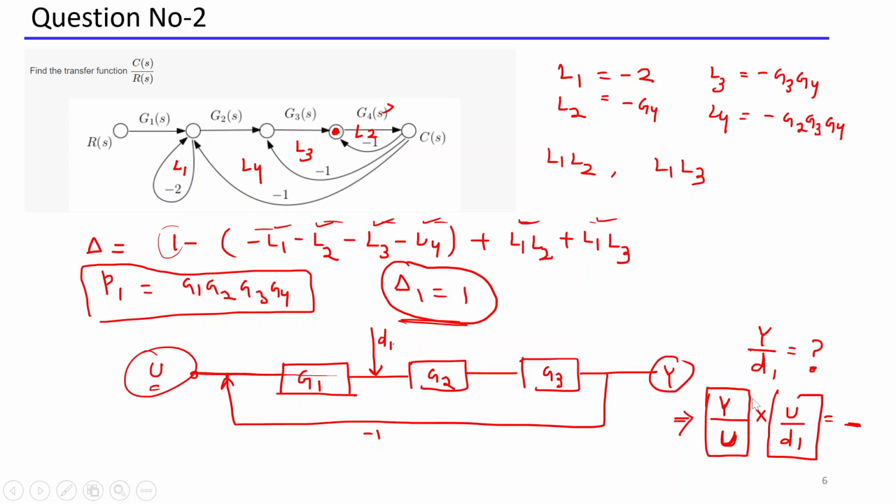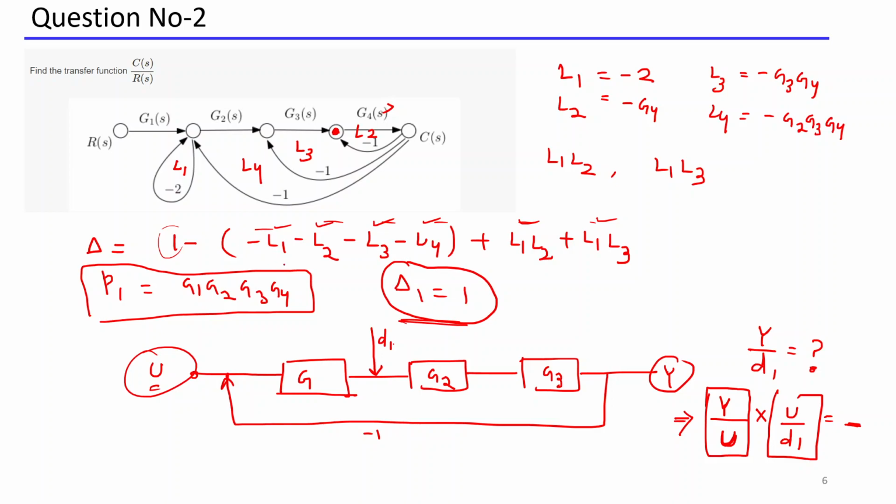Sir, one query regarding question number 2. When you find the delta, delta equals 1 minus, in bracket, the sum of individual loop gains. Again, we have put the minus L1 minus L2. Already we have put the value of L1 minus L2.